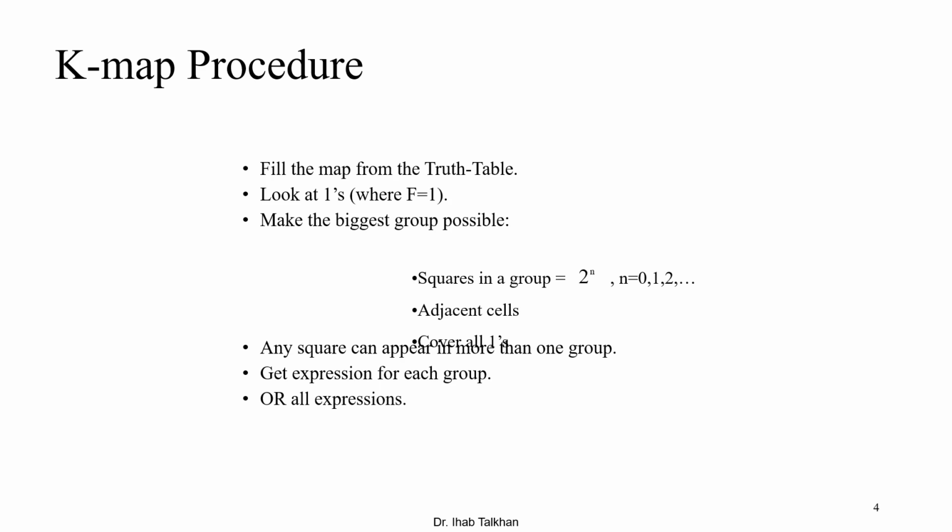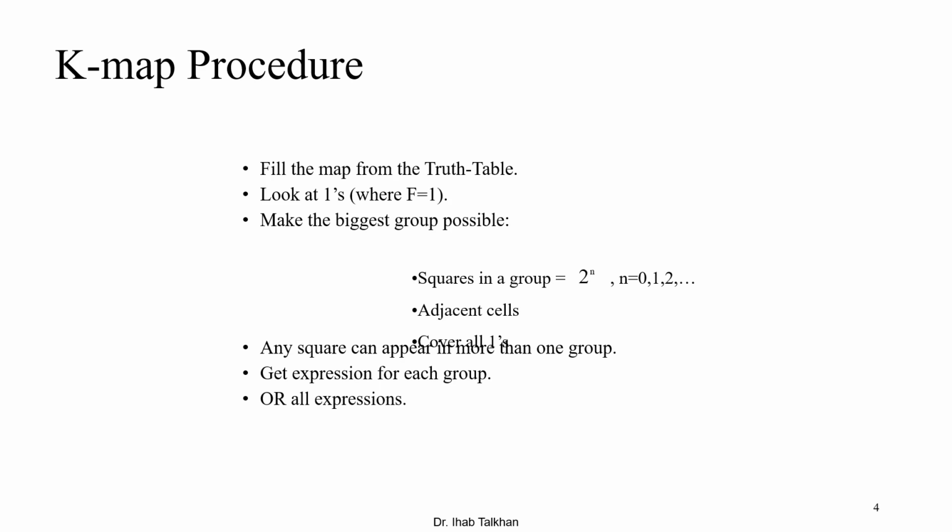Of course, this is the original function. Or you can have a group of 2 cells, 4, 8, 16, 32. So you have to comply with 2 power n, where n equals 0, 1, 2, 3, and so on. At the same time, these groups are adjacent cells, adjacent horizontally or vertically. You cannot say diagonal. So it's either horizontal or vertical, in rows or columns, that you have adjacent cells all covered with ones. If you are talking about product of sums, you follow the same concept with zeros instead of ones. But actually now we are talking about sum of products.